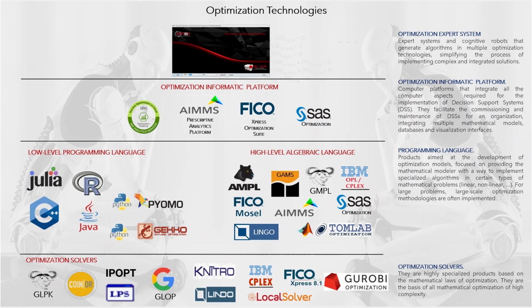For large problems, large-scale optimization methodologies are often implemented. For the development of algorithms, the following can be used. Low-level programming language, or high-level algebraic language. GAMS corresponds to a fourth-generation language, the first version of which was launched on the market in 1987. Optimization informatic platform, computer platforms that integrate all the computer aspects. Optimization expert system. Artificial intelligence-based platforms. OpTex, produced by HAI, is one example. The last two computer platforms will not be studied in this course.